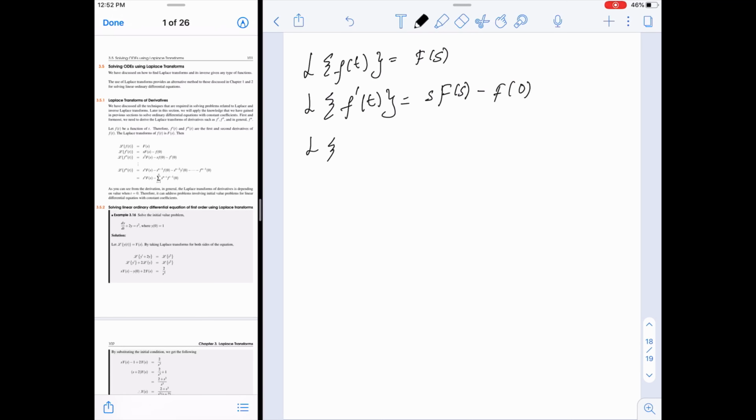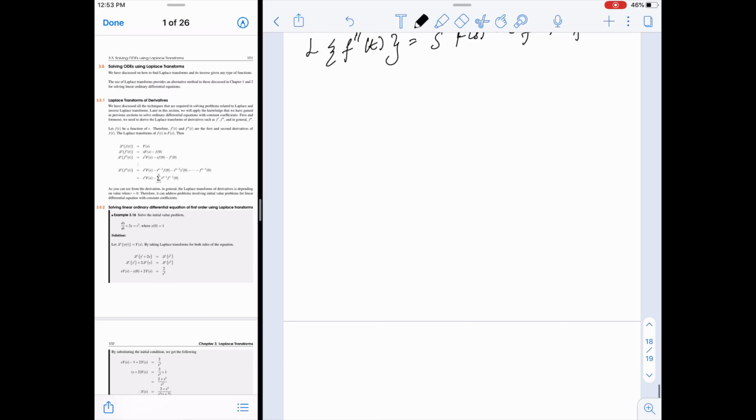And then we also need to understand how to transform f double prime into the Laplace form, which is s squared F(s) minus s f(0) minus f prime(0). We will stop only at the second order, because in this syllabus we cater for the second order ordinary differential equation. Alright, okay, let's continue.